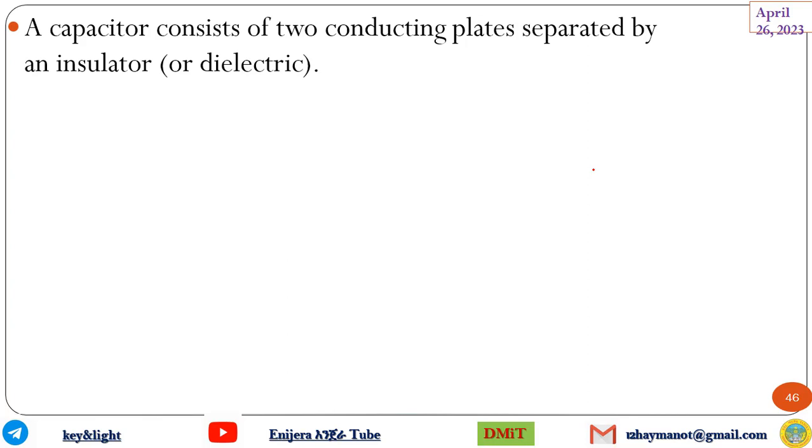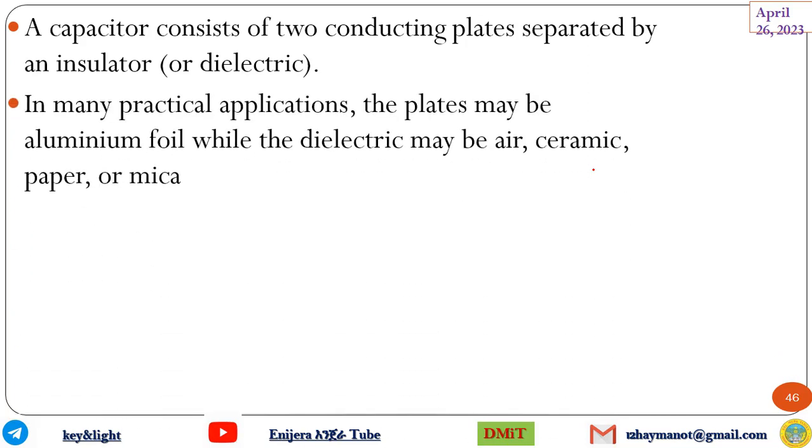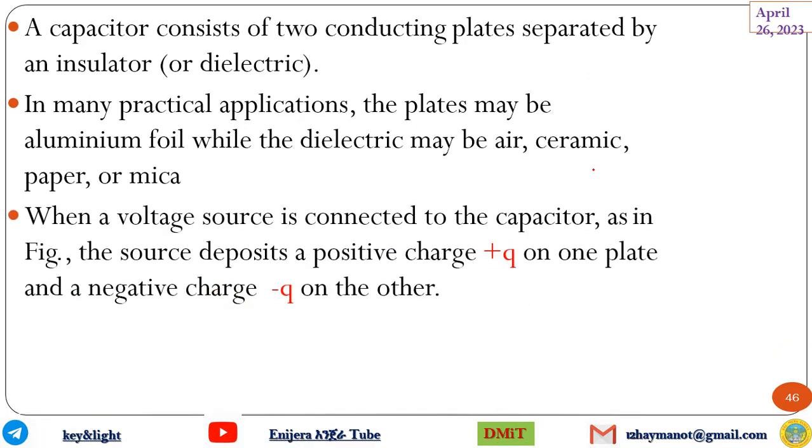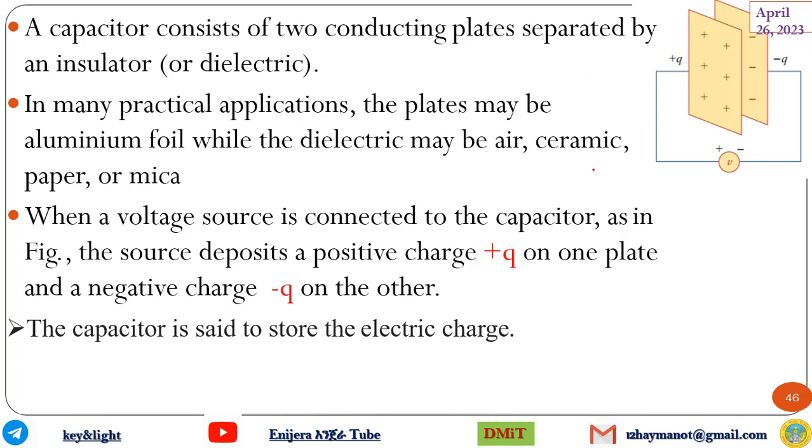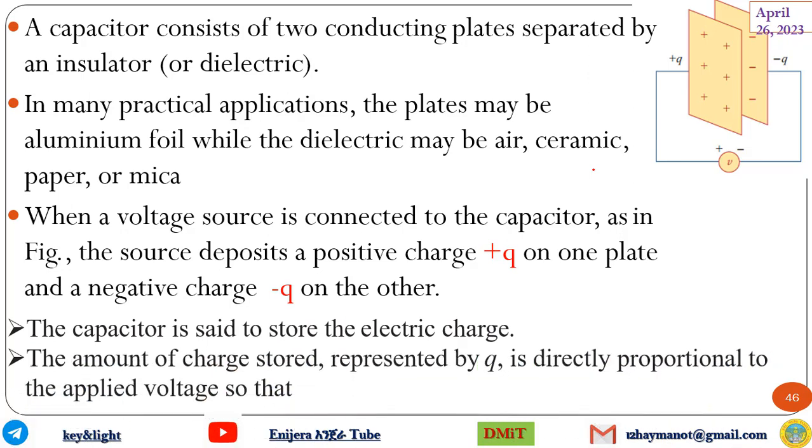So a capacitor consists of two conducting plates separated by an insulator or dielectric. In many practical applications, the plates may be aluminum foil, while the dielectric may be air, ceramic, paper, or mica. When a voltage source is connected to the capacitor, the source deposits positive and negative charge. So the capacitor is said to store energy. And the amount of charge stored, represented by Q, is directly proportional to the applied voltage. Q is equal to C times the voltage V.